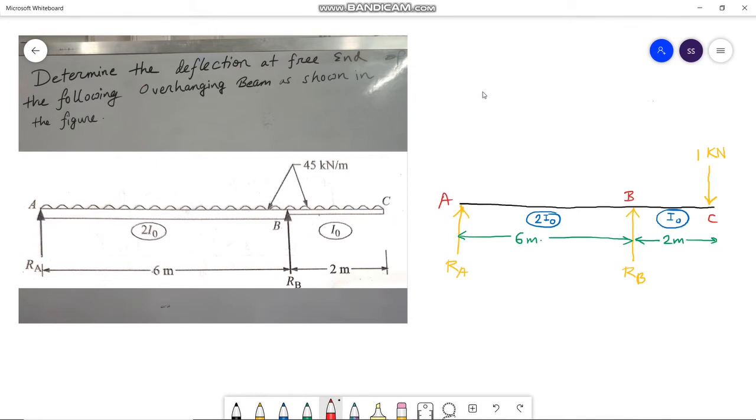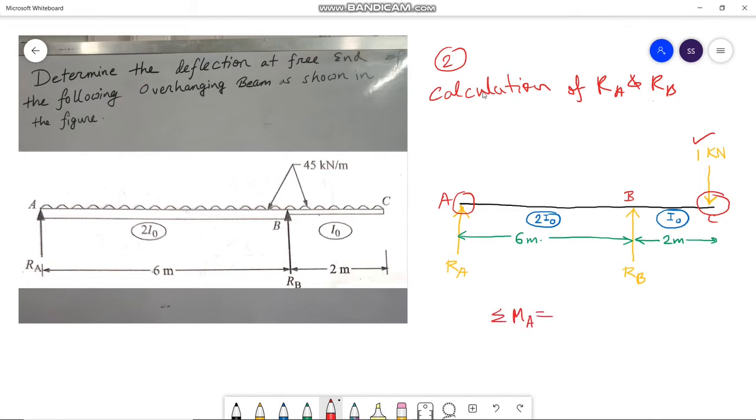The next step is calculation of RA and RB based on a unit load acting at point C. So the step number 2 is calculation of RA and RB with respect to the 1 kilonewton force, that is the unit load acting at point C. To do so, again we are taking moment about point A equals to 0, as the point A has a hinge support. So we have summation of all moments about point A equals to 0. We have RB into 6 equals to 1 into 8. From this we get RB equals to 8 by 6.